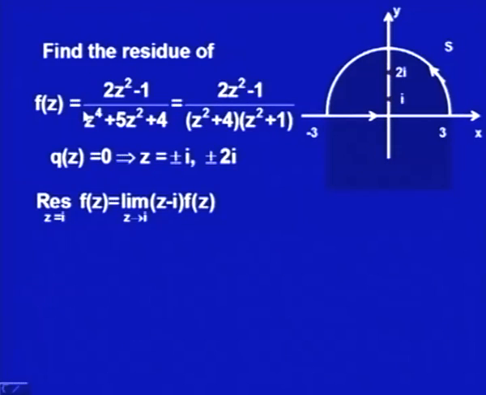Now, our method says we want the residues at only those poles which are in the upper half plane. So here plus i would be there, minus i would be somewhere here, plus 2i would be here and minus 2i somewhere here. In the upper half plane we have only 2 poles, one at i, another at 2i. So in this particular example both the poles are on the imaginary axis. So let us choose my circle of radius 3, so it is covering both these poles.